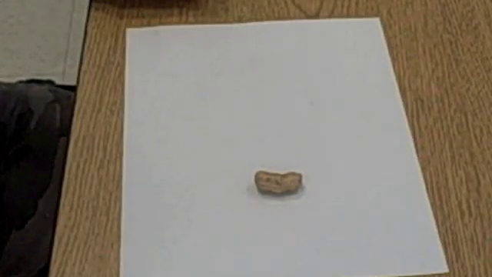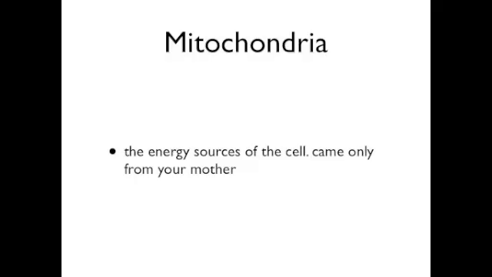It's interesting, these mitochondria only come from our mother. Our mother's mitochondria are the only ones we have in our cells. The egg, as it travels down the oviduct, is carrying all of our mother's organelles.